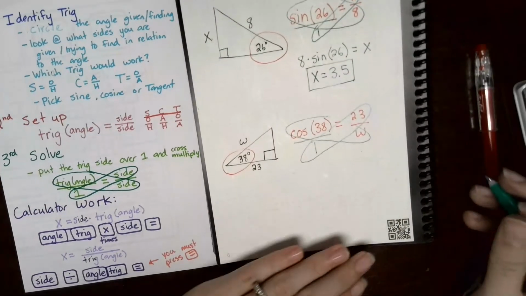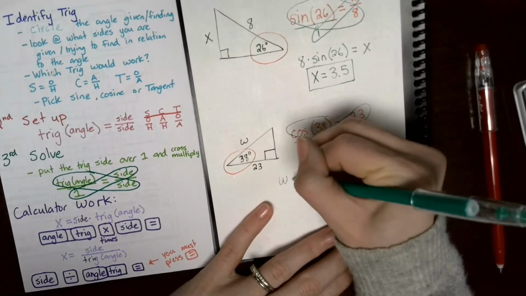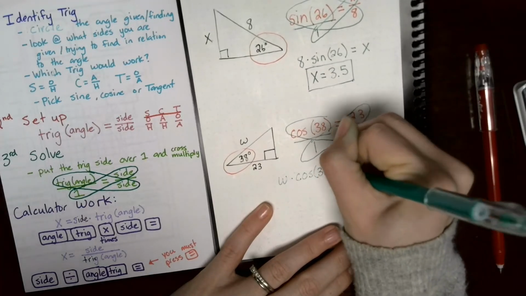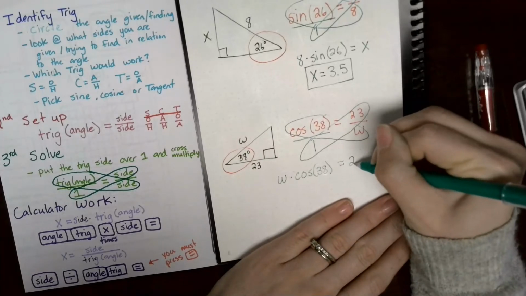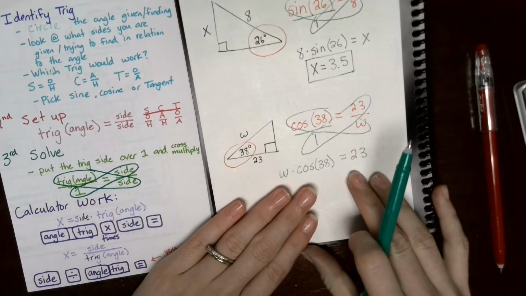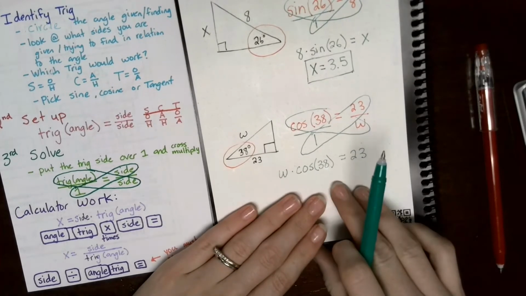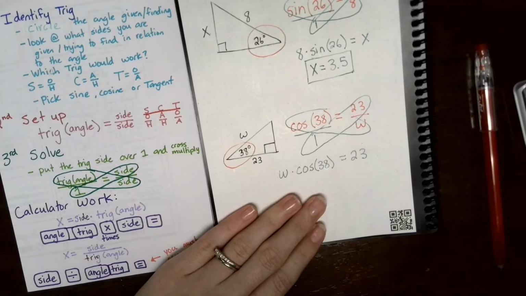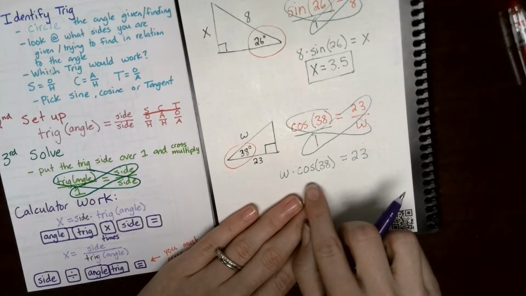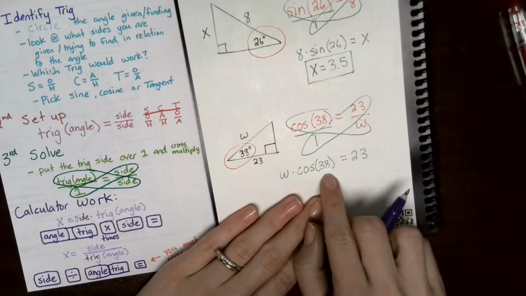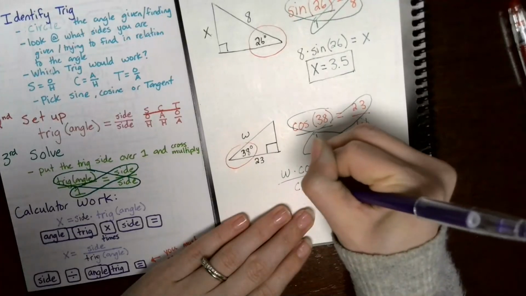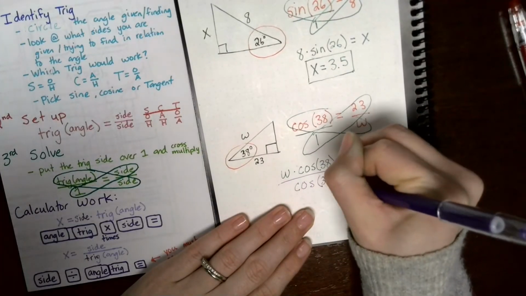Now, when I cross multiply, I end up with W times cosine of 38 equals 23. Okay? That's where I'm currently at. Now, the important part here is I want to get W by itself. There's only one thing attached to W right now, and that's cosine of 38. No, I cannot just divide by 38. I have to divide by the entire cosine of 38 if I want to get W by itself, because that's what I'm solving for here, right?